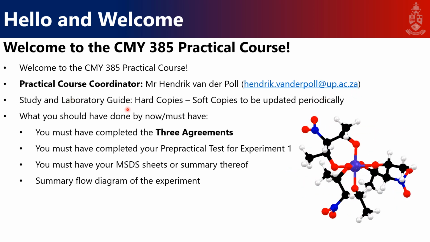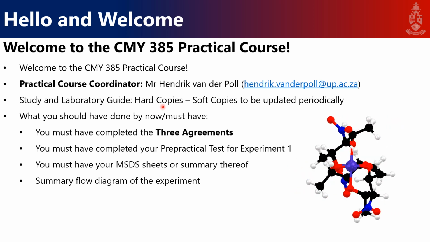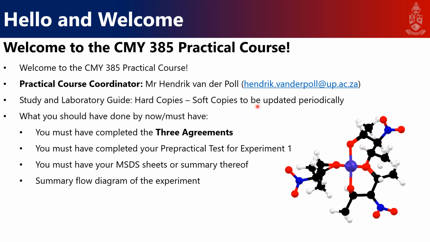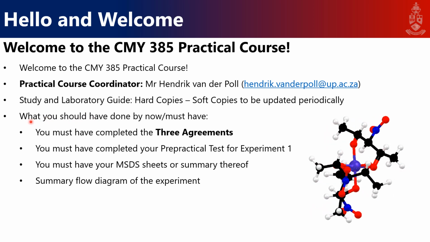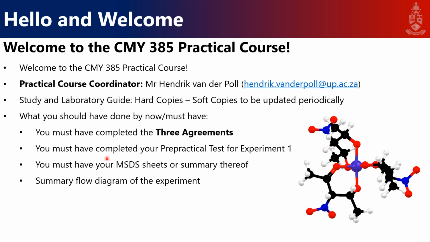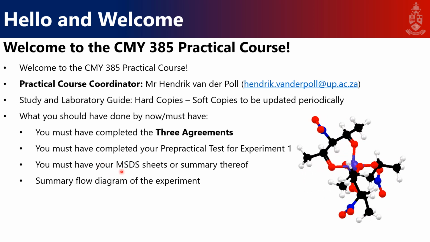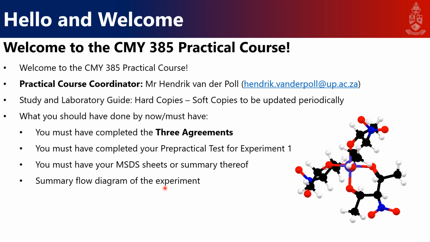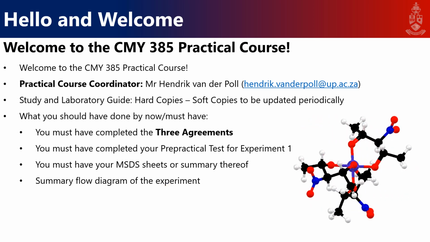You will receive hard copies of your study and laboratory guide during your first experimental session, and the soft copies will be available on ClickUp and will be updated as needed. What you will need for experiment 1 is to have completed your 3 agreements on ClickUp. You must have completed your pre-practical test for experiment 1. You must have your MSDS sheets and your summary flow diagram, which will all be given marks before this session. If you do not have these, then you will not be allowed in the lab.